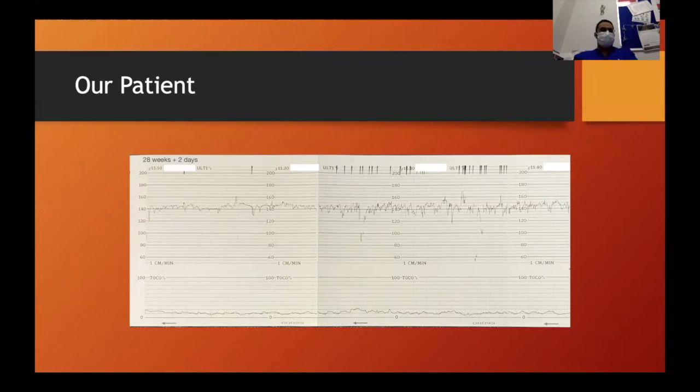Looking at this lady's traces, this is a 28 plus 2. She here was presenting for reduced fetal movements.